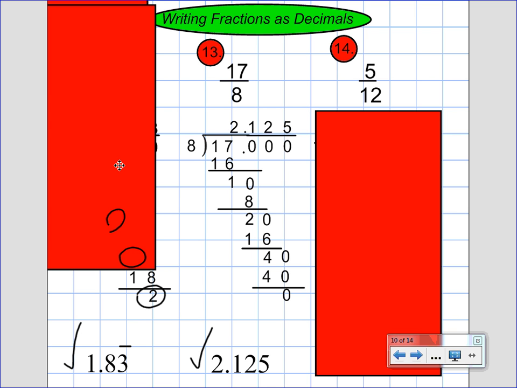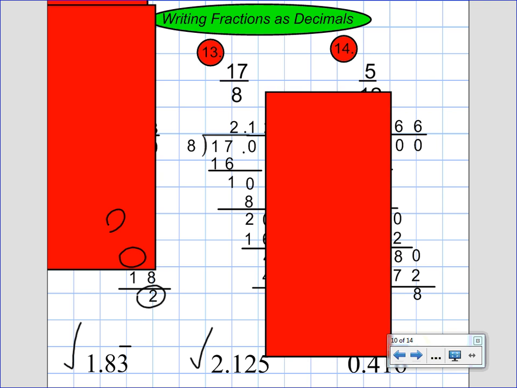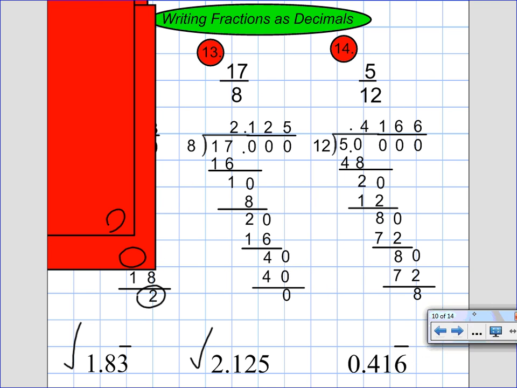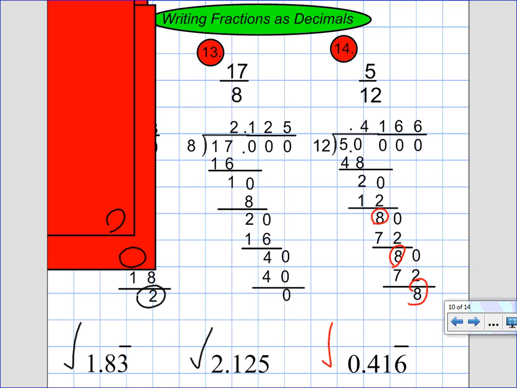And then finally in number 14, 5/12. When I do my division, I'm noticing the same thing happening here, is that I keep getting the same numbers down here, so my 6 is going to repeat. So I would write that as 0.416 with a repeating bar just over the 6, because that's the only digit that repeats.